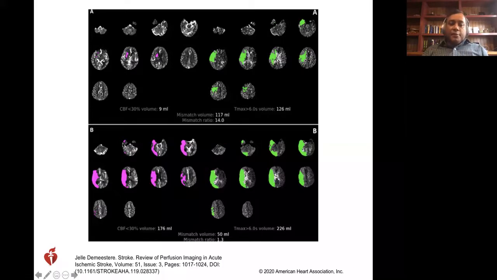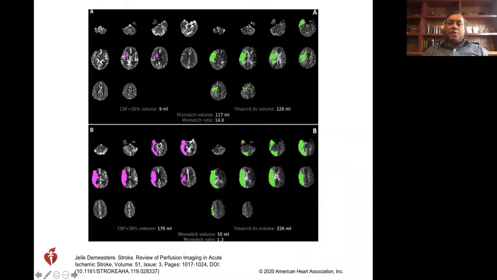So an example here from Rapid software is, as you see here, the pink area is a region of the brain with relative cerebral blood flow less than 30%. That is the threshold for what is called ischemic core. And then the green is a Tmax, which is the transit time parameter, of greater than 6. And that is penumbra. And so in panel A, you see a mismatch between the core, which seems smaller, around 9 ml, and the penumbra, which is around 126 ml. So there's a mismatch.